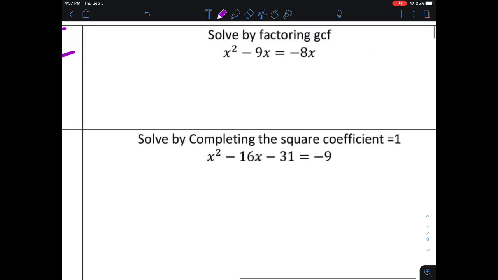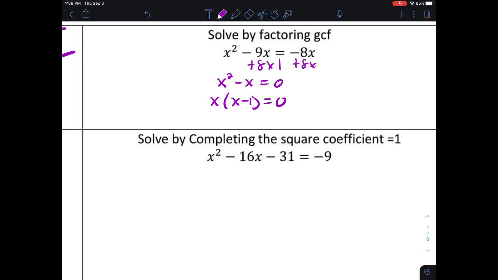Okay, next problem I want to solve is I'm looking at x squared minus 9x is equal to negative 8. And get my x's all on the same side here. That gives me x squared minus x is equal to 0. And the method to solve from here is to pull out the GCF on the left-hand side. x times (x minus 1) is equal to 0. And then now we solve from here. That's going to give us x could be equal to 0, or x could equal 1.